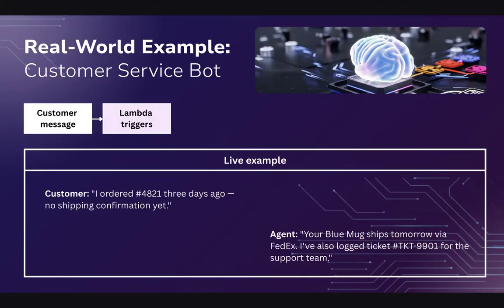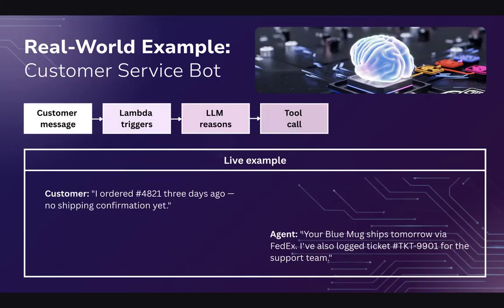Step 2, the Lambda trigger function invokes the Amazon Bedrock agent. For step 3, the LLM does the same reasoning step we saw in the agentic loop diagram. It reads the message and decides: I will need to look up this order first. This is the select tool step from the diagram. For step 4, the agent calls the action group, which is another Lambda function that queries a DynamoDB database and returns the real order status. This is execute, the interaction with the outside world.